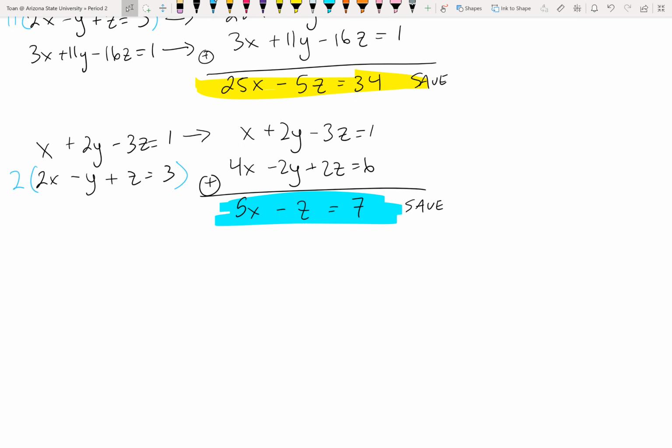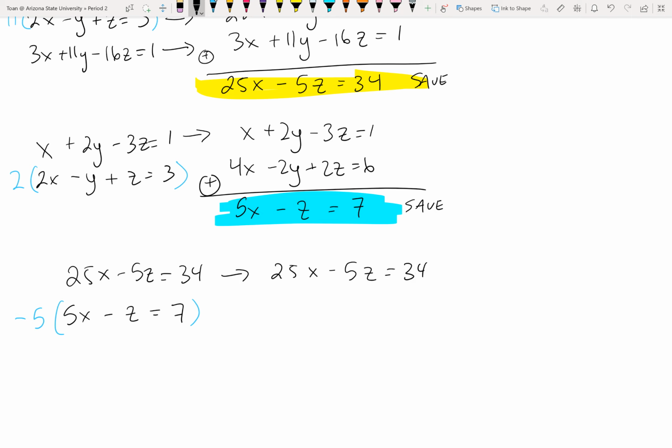Put my two saved equations together. 25x minus 5z equals 34. 5x minus z equals 7. And start the process all over again. Eliminate any variable. Want to eliminate the z's? So bottom equation by a negative 5. Is everyone okay with that? So top equation, 25x minus 5z equals 34. Bottom equation, negative 25x plus 5z equals negative 35.